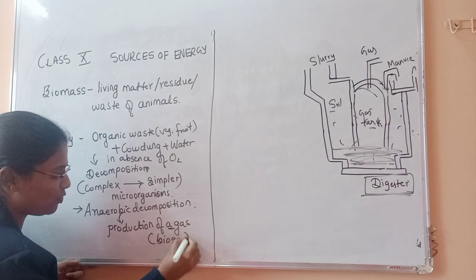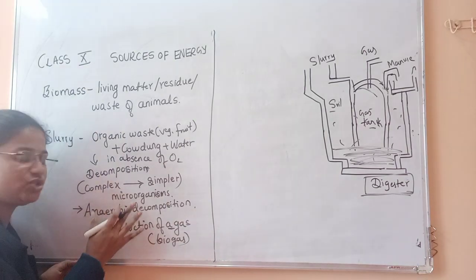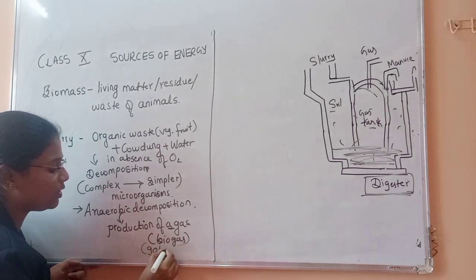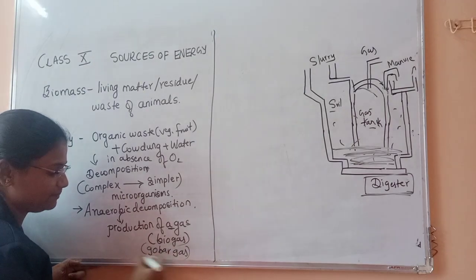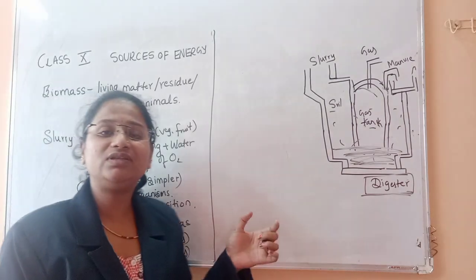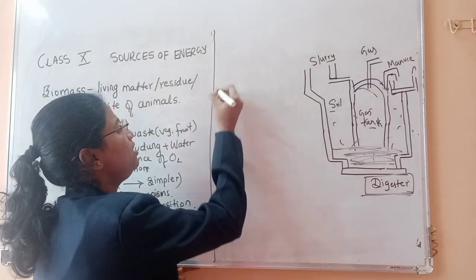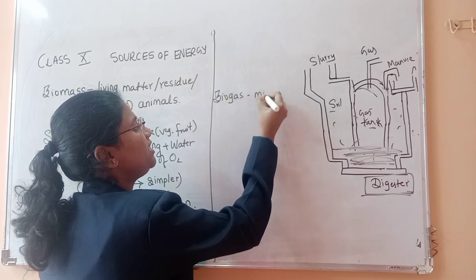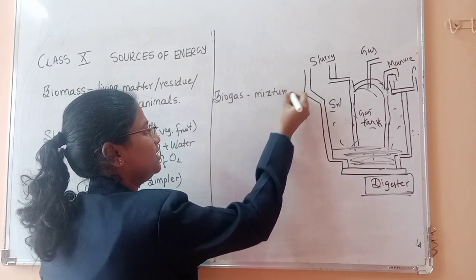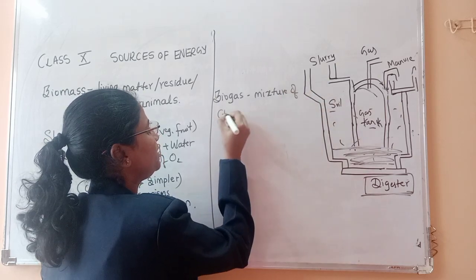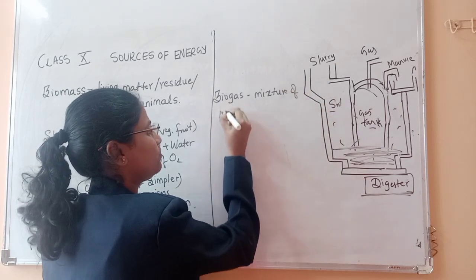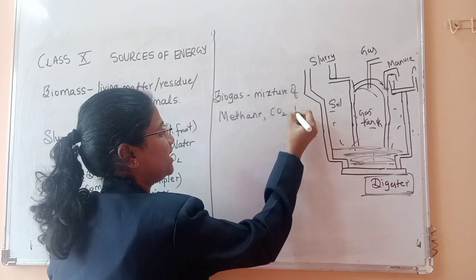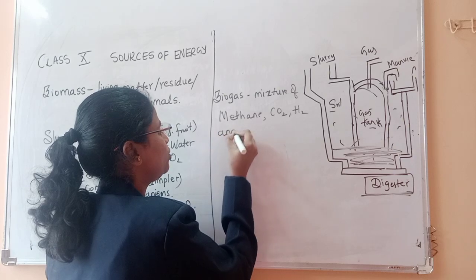The gas which is formed due to anaerobic decomposition by microorganisms is called biogas, or in common words, gobar gas. This biogas, or gobar gas, is a mixture of certain gases. It contains methane, CH4, then carbon dioxide, hydrogen and hydrogen sulfide.